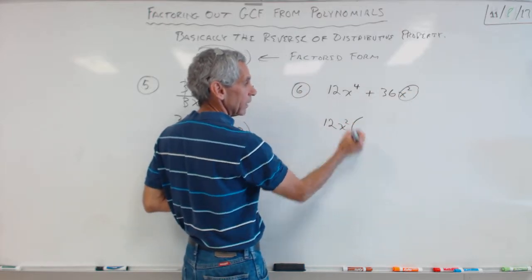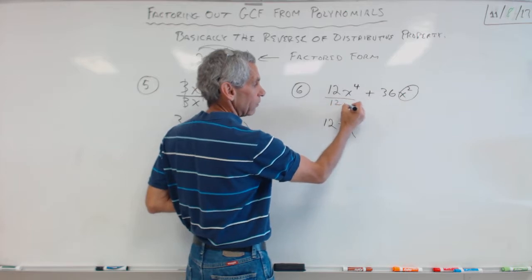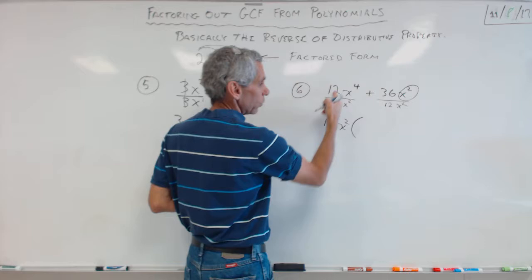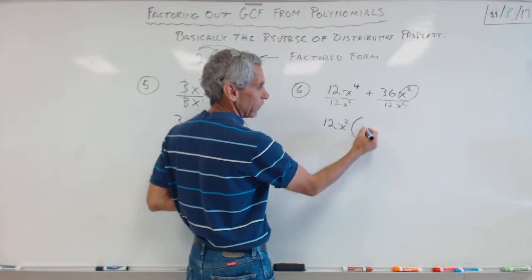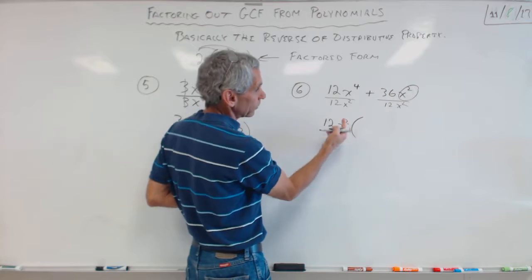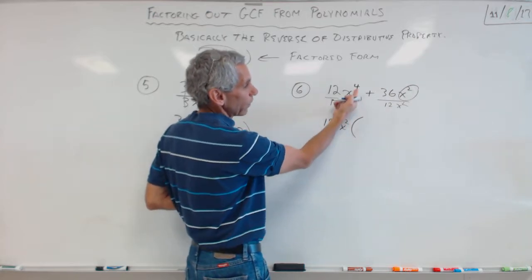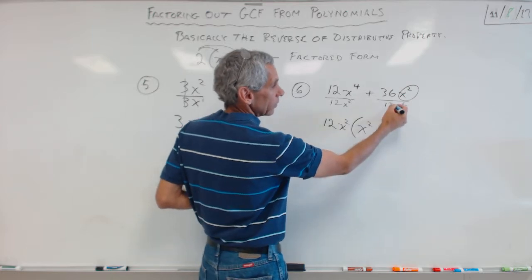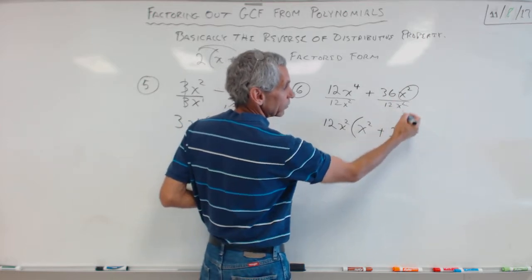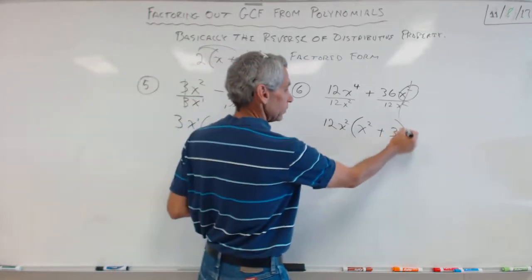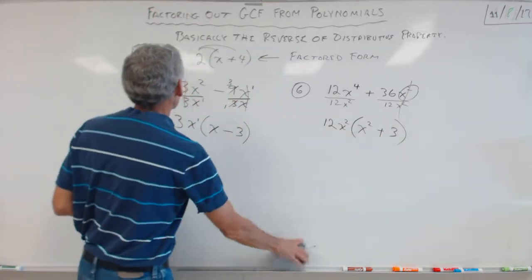And now I'm dividing this by 12x squared, and dividing this by 12x squared. 12 over 12 is 1. I can write the 1 if I want, but I don't need to. X to the 4th over x squared, I'm just subtracting the 2 from the 4. Gives me x squared. Plus, 12 goes into 36 3 times. X squared over x squared just crosses out. And so there's our answer. Oh, this is easy. Right?